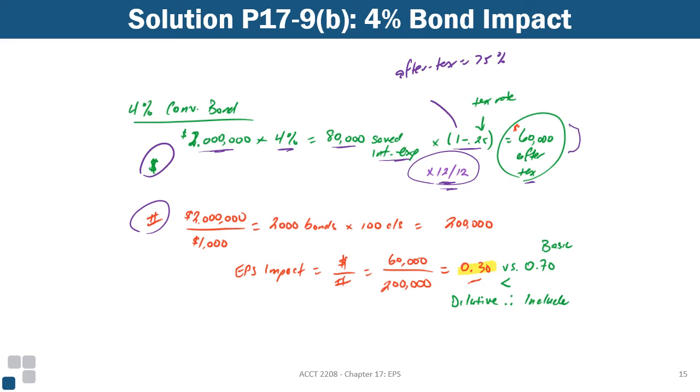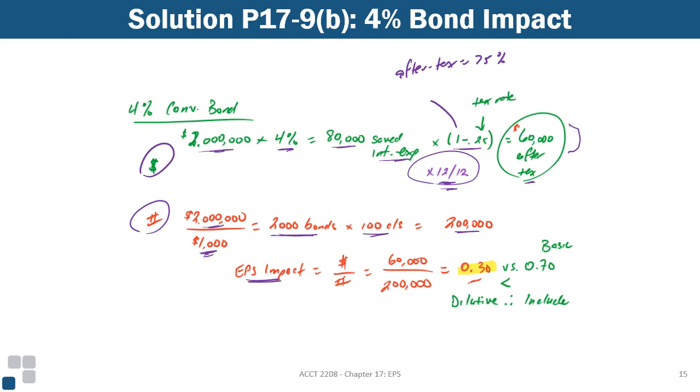So what happens here is if those $2 million in bonds are converted, we know that each bond is worth $1,000. So by taking the total dollar value of the bonds, $2 million, divided by the value of each bond, $1,000, that means that there are 2,000 bonds. And based on the information, each bondholder can convert into 100 common shares. So this means that there's 200,000 additional shares as a result of that conversion.